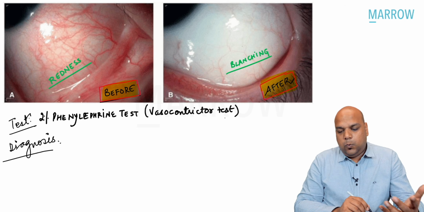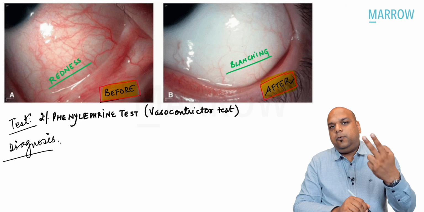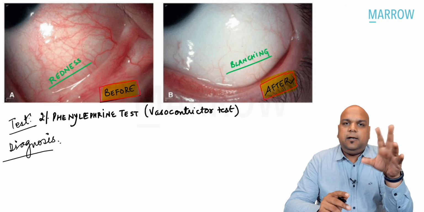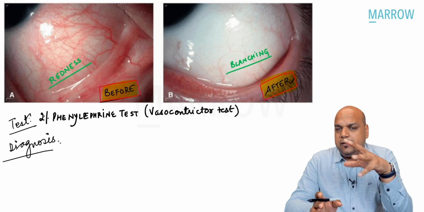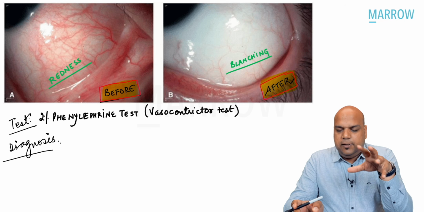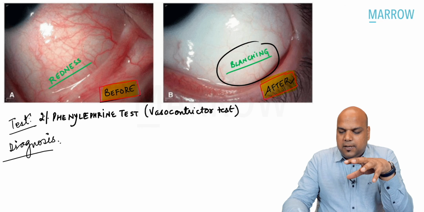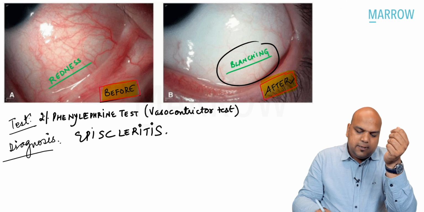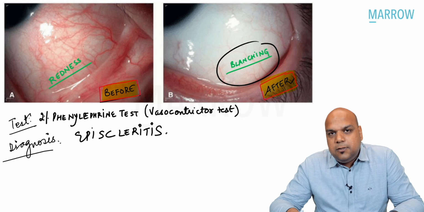All right. Now, why are we doing it? We are doing it to differentiate between two conditions, that is episcleritis and scleritis. In both the conditions, we know theoretically there is a difference, reddish and bluish, but practically there is no difference. So, if the blood vessels are able to constrict, that means blanching occurs, then the diagnosis is episcleritis. But if blanching does not occur, then the diagnosis becomes scleritis.